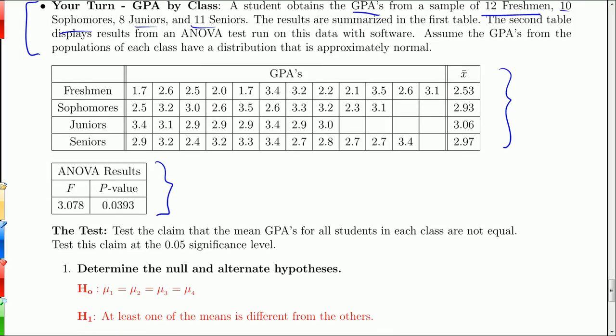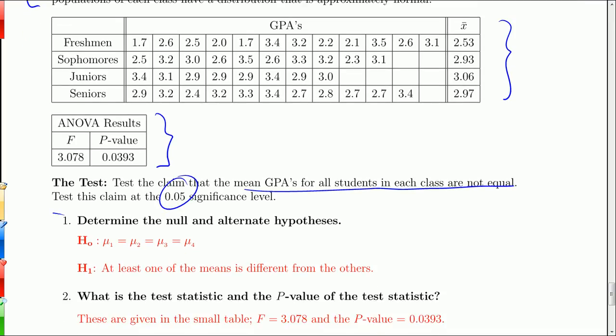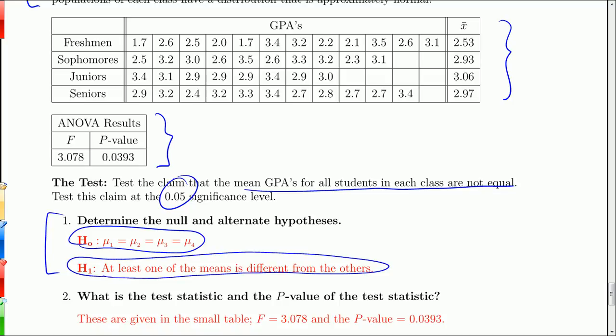So we're going to conduct the test, and we're going to test the claim that the mean GPAs for all students in each class are not equal. We'll test this claim at the 0.05 significance level. So we want to determine the null and alternate hypothesis. Well, we have 4 different possible means, so the null is always that they are all equal. The alternate is that at least one of them is different from the others. Right? It doesn't tell us which ones are different from which ones, but all it's saying is that they're not all equal.